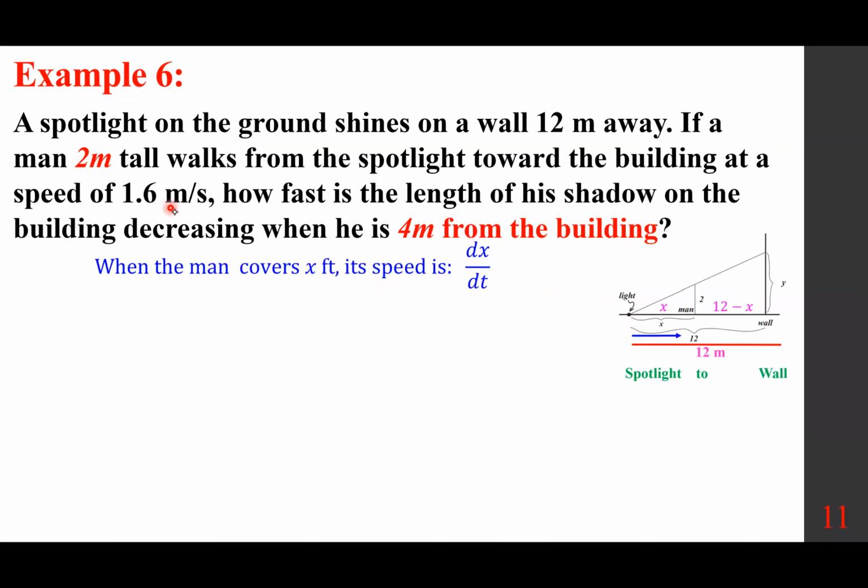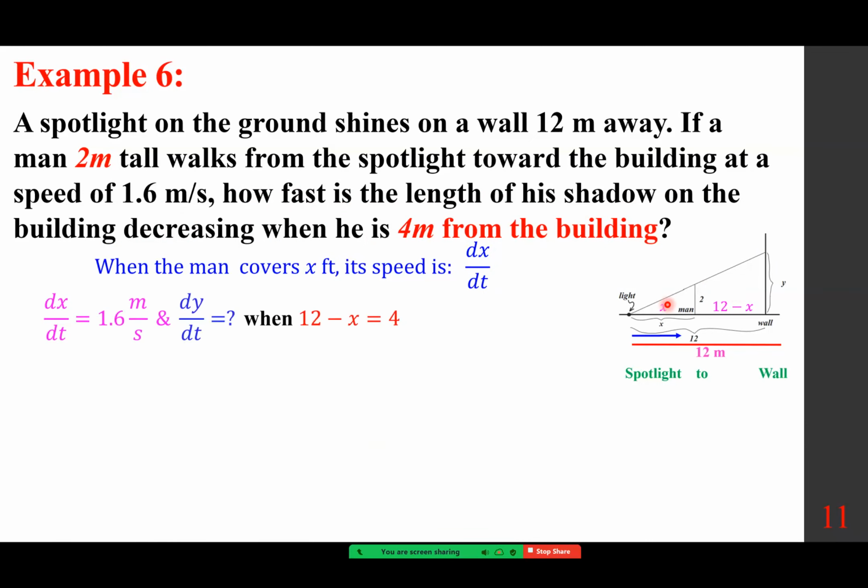What are we looking for? How fast is the length of his shadow? The length of his shadow is considered y. That means dy dt, because we want the speed or rate. How fast is the length of his shadow on the building changing? The moment you see how fast, it's referring to the rate, that means dy dt. At what point? When he is 4 meters from the building, when 12 minus x is 4, which means x is 8.